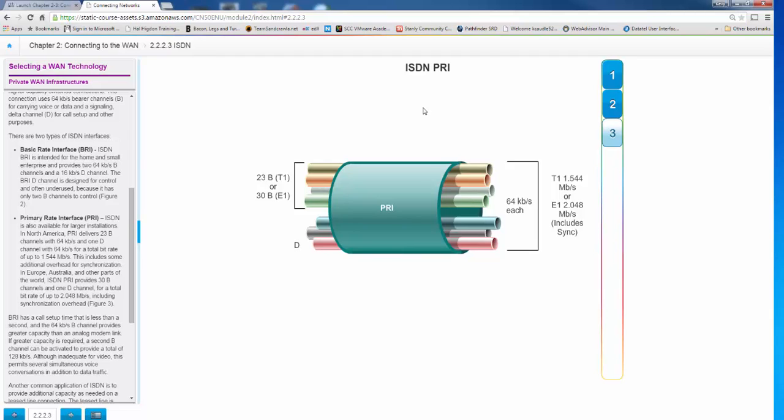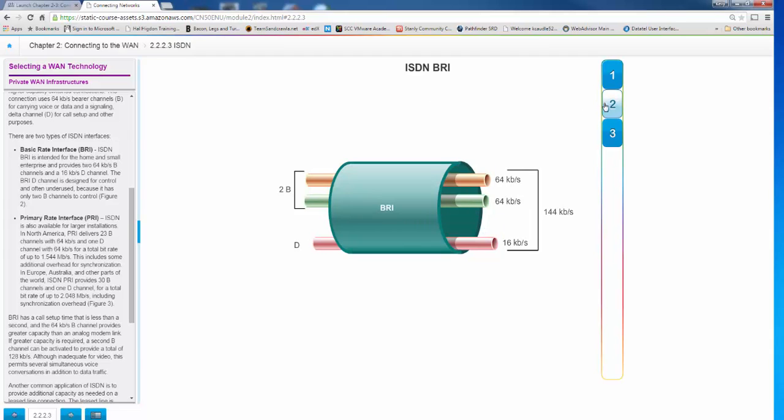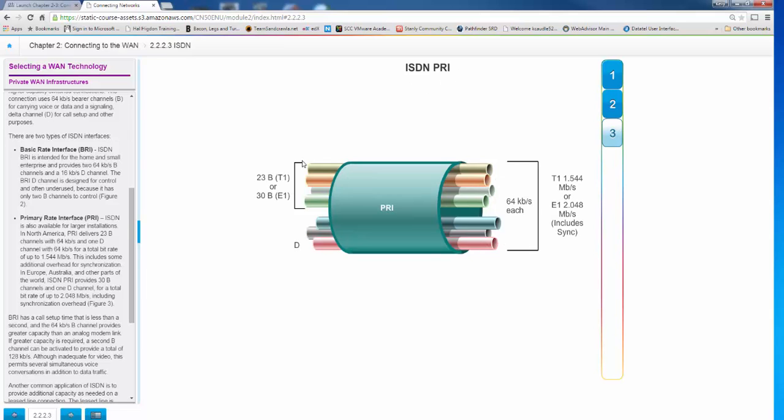It is very important that you just know about these because they could show up. They're good to know. Basic rate is 2B at 64K and 1D at 16K. Primary rate is 23B in the US. That's the T1, by the way. And then 1D that's 64 kilobits per second.